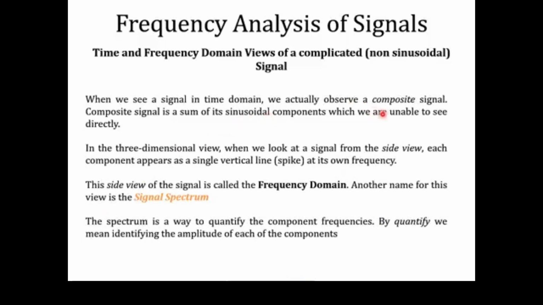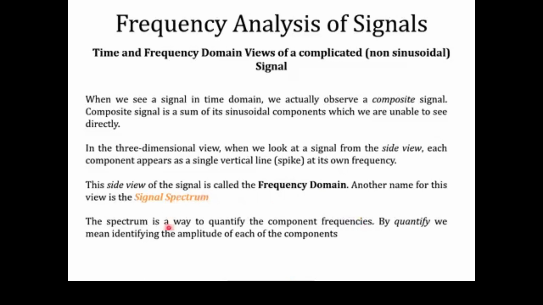In a time domain, we observe a composite signal and we are unable to see its ingredients by looking at the resultant signal directly. So we have to change our point of view and we have to observe our signal from the side, where each sinusoidal signal will appear as a spike at its own frequency value, and that representation of signal in frequency domain is so-called signal spectrum.